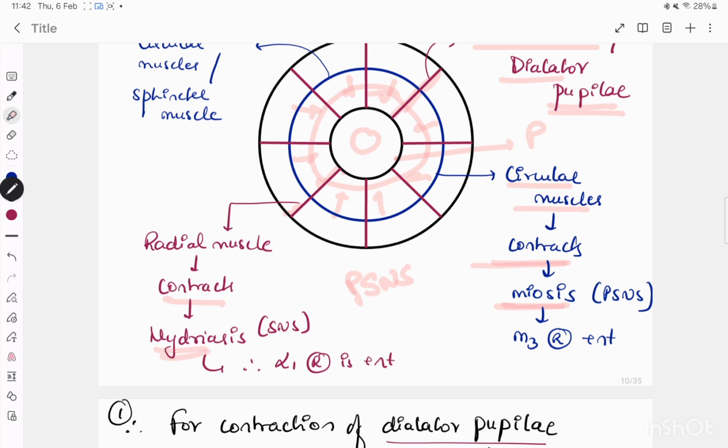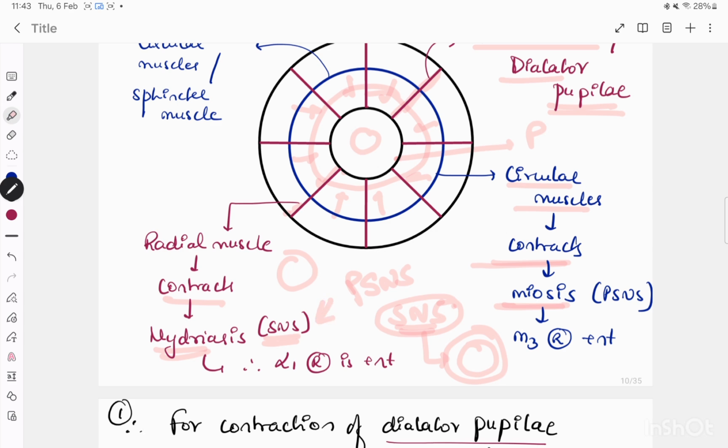So that is mydriasis taking place, and dilation of pupils happens in the sympathetic nervous system, right? See, when you look at your crush, what happens? Your sympathetic nervous system gets activated. You keep looking at your crush, so there will be dilation of your pupil taking place. This is how I remember it.